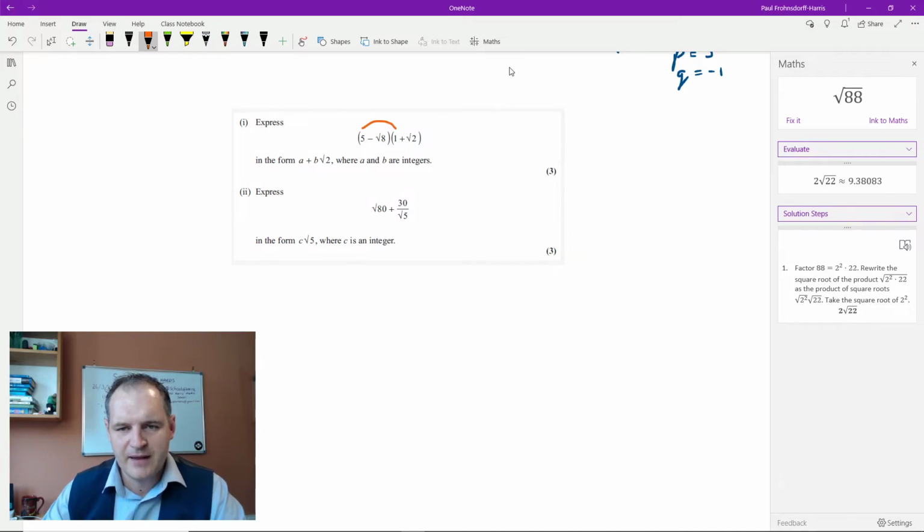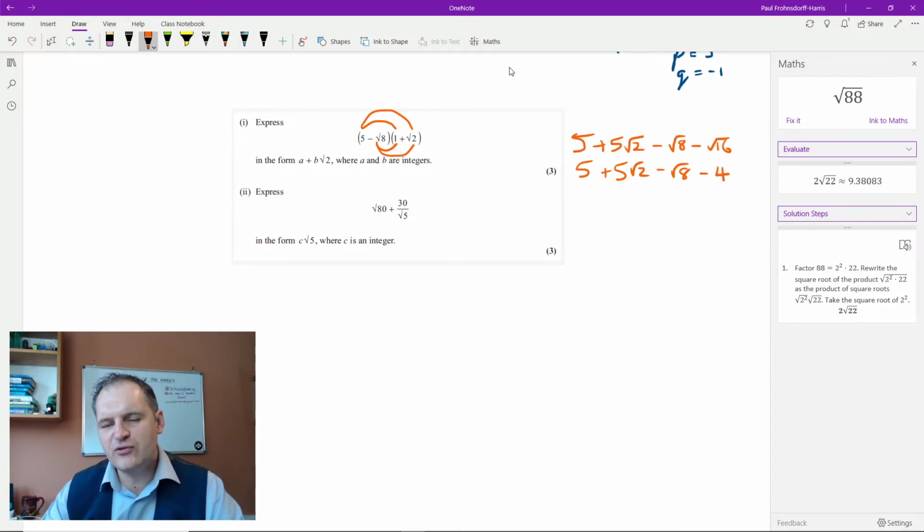Easiest bit is going to be 5. Then 5 times root 2 is plus 5 root 2. And then negative root 8 times 1 is negative root 8. And negative root 8 times plus root 2 is negative root 16. So we've got 5 plus 5 root 2 minus root 8 minus 4.